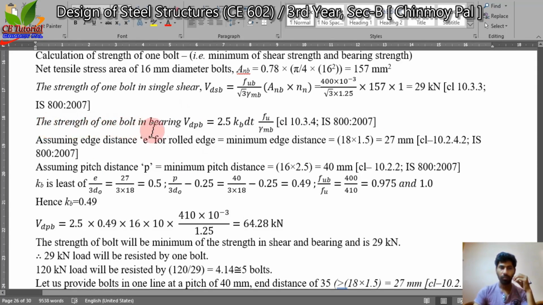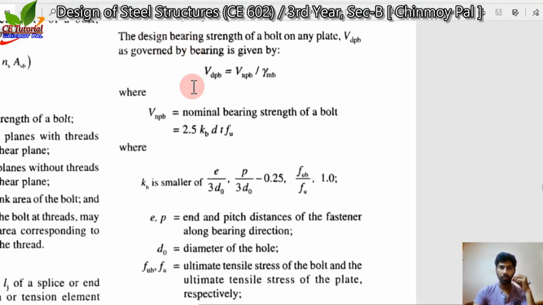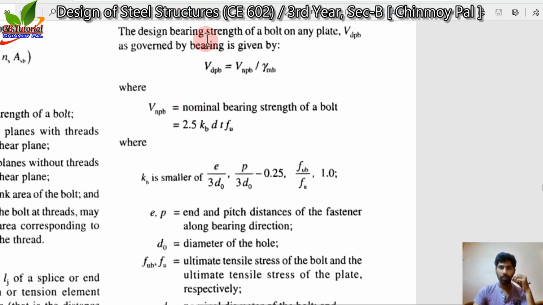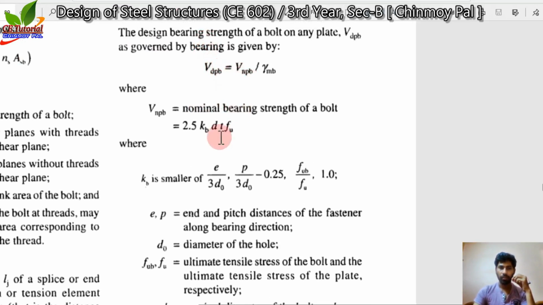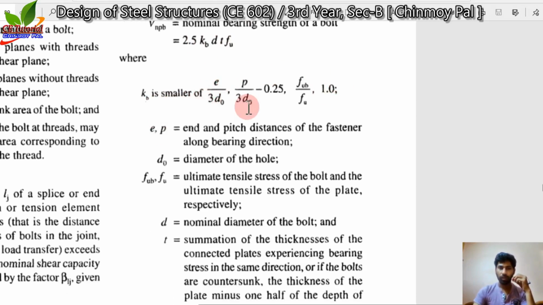Now the strength of one bolt in bearing equals 2.5 kb d t Fu by gamma mb. You can see in clause 10.3.4, this is clause 10.3.4 for bearing capacity of the bolt, and you can see V dpb is equal to 2.5 kb d t Fu by gamma mb, and kb is the smaller of all those parameters. Now we don't have end distance or pitch distance, so we need to assume that parameter.